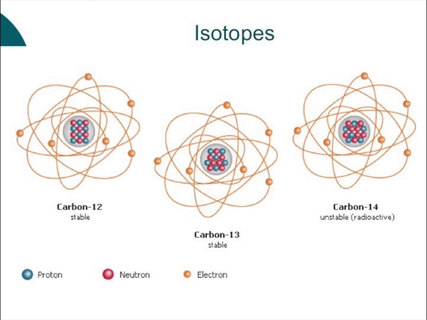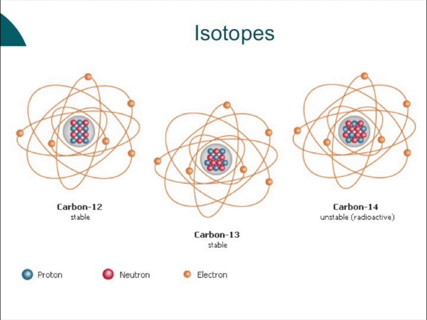Isotopes have the same number of protons and therefore the same number of electrons and therefore the same chemistry. The electrons determine the chemistry, but isotopes have different numbers of neutrons, so they have different atomic mass units. They have different weights or different masses.